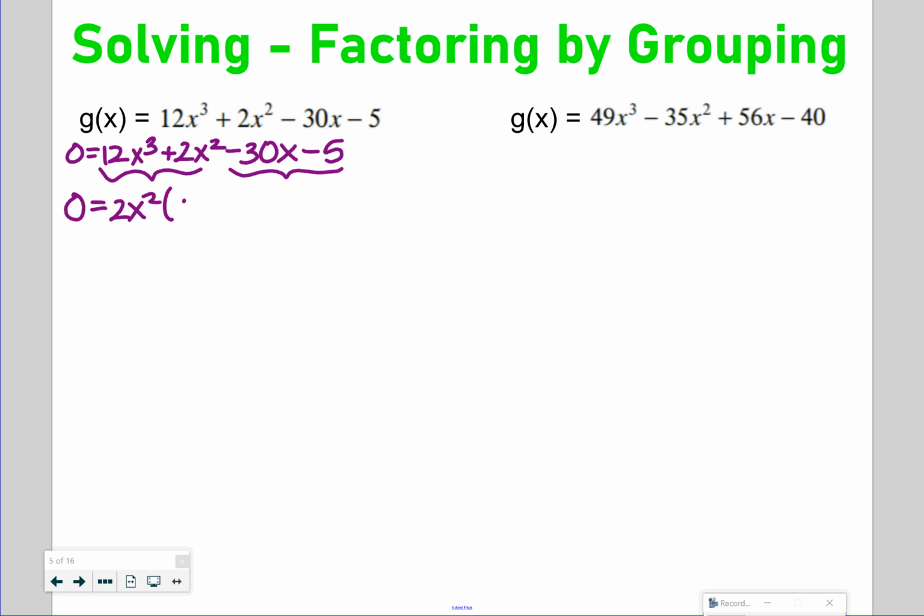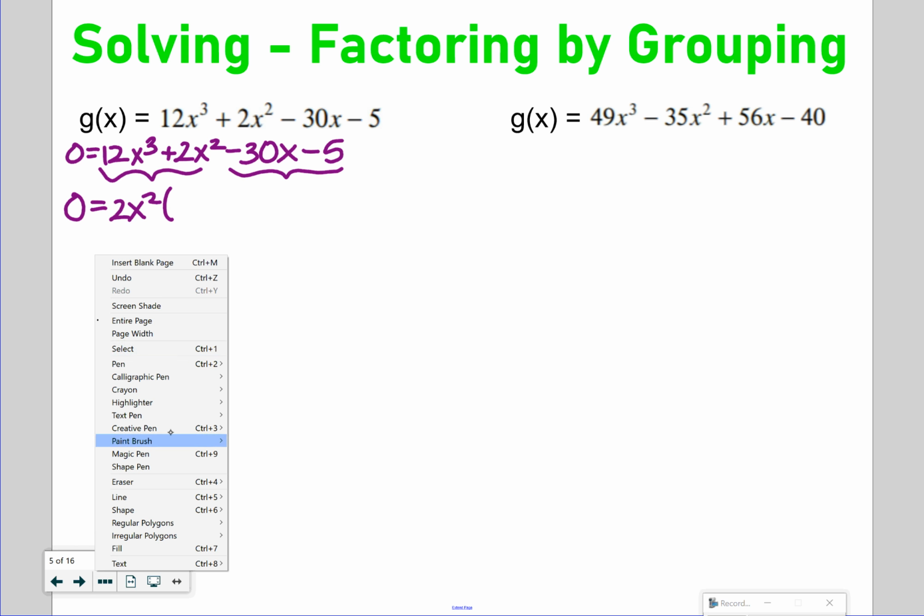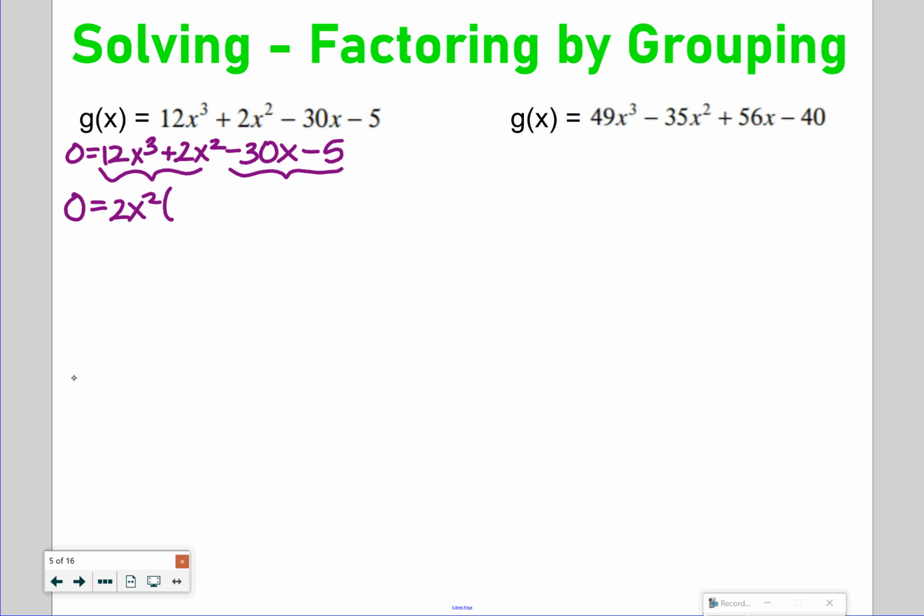And that leaves me with, oops, sorry, 6x. Let me catch that before we go too far here. There we go. 6x plus, and then if I factored everything out of a term, there's still a 1 there. So you can double check that by just distributing. You want to make sure that if I distribute that 2x squared back in, I'm left with what I started with. The next pair of terms have a -5 in common. And that again leaves me with 6x plus 1. And that's the key to grouping, that you get that same parentheses twice.